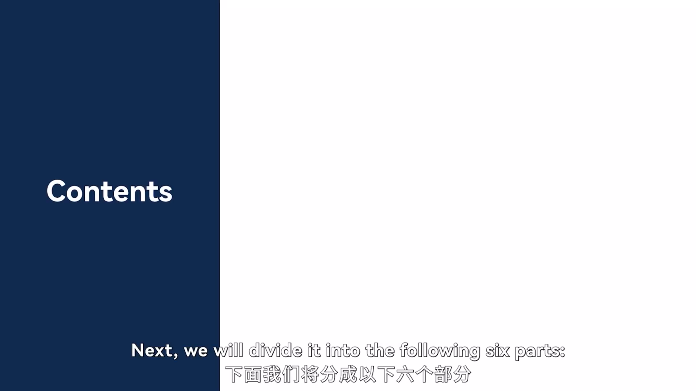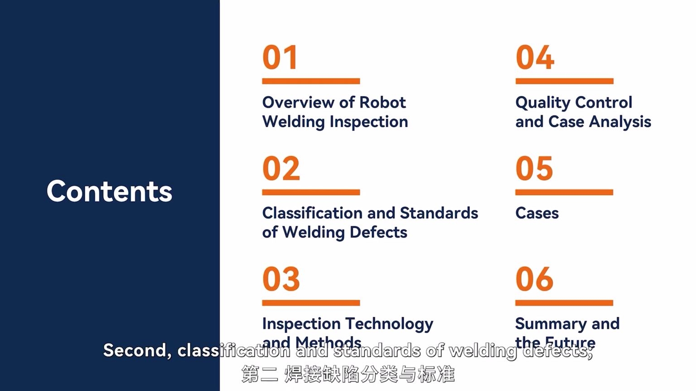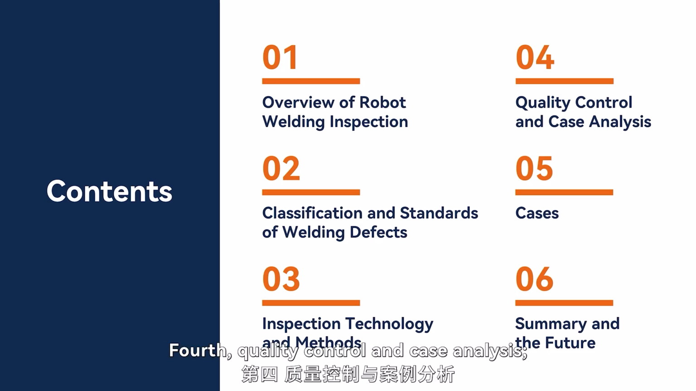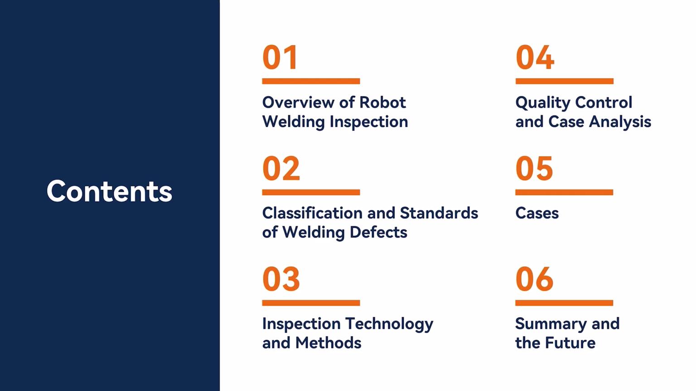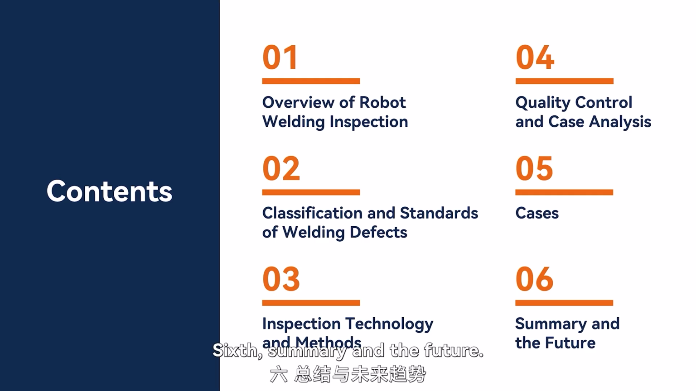Next, we will divide it into the following 6 parts. First, the overview of robot welding inspection. Second, classification and standards of welding defects. Third, inspection technology and methods. Fourth, quality control and case analysis. Fifth, quality and responsibility. Sixth, summary and future outlook.